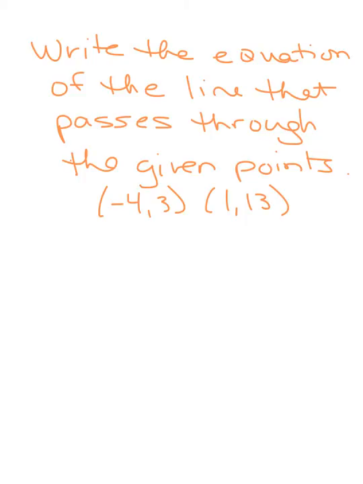Now we are asked to write the equation of the line that passes through the given points. So I have 2 points. I have -4, 3, and I have 1, 13. Now, since neither of these points are my y-intercept, I need to use the point-slope formula. So that formula is y minus y1 is equal to m, which is the slope, times the quantity of x minus x1.